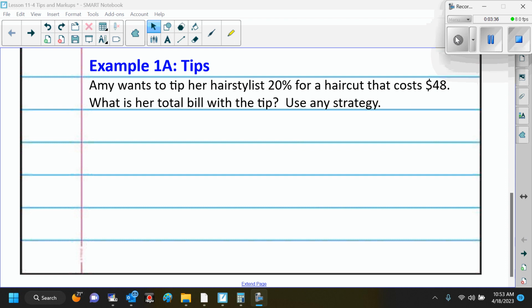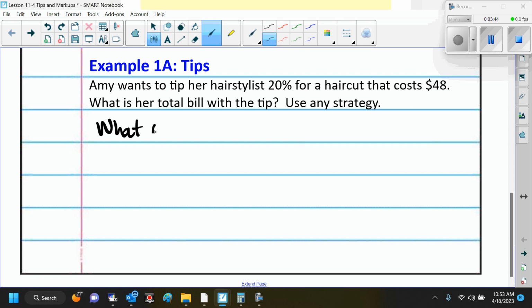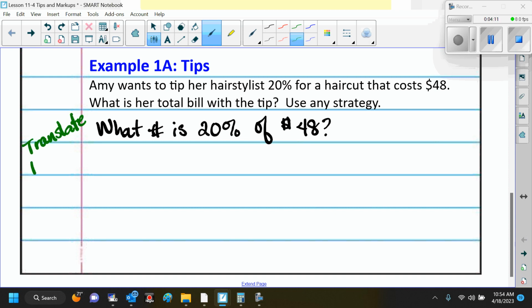So, we're going to write what number is 20% of 48. Write that down. What number is 20% of $48? Now, you could write a proportion, percent over 100 equals is over of, right? But again, today I told you we're going to translate this English question into math. So we're going to translate English to math.